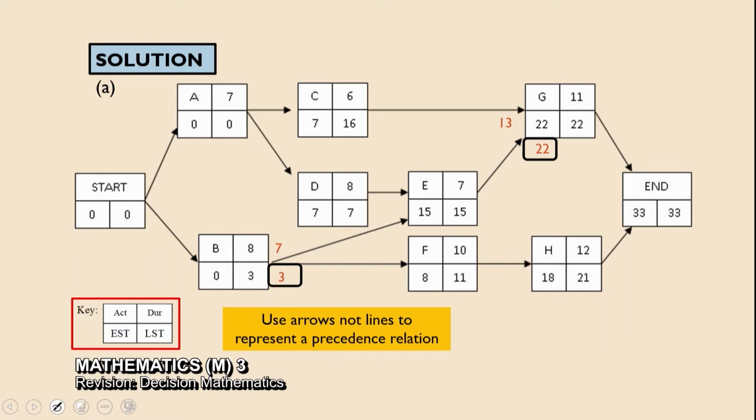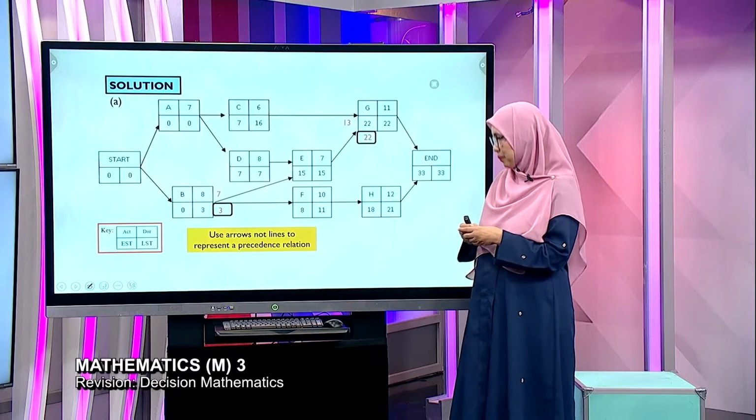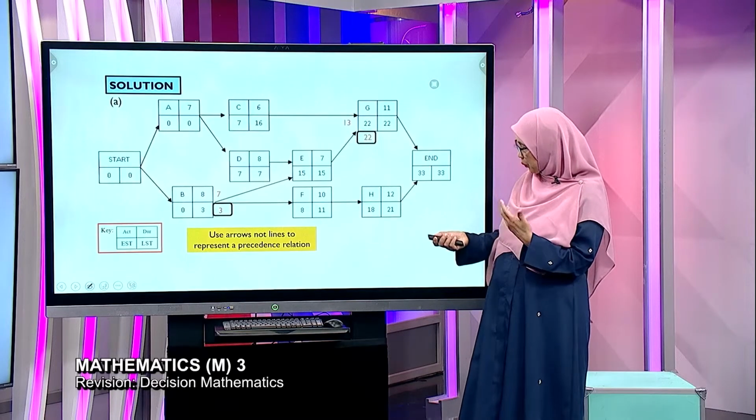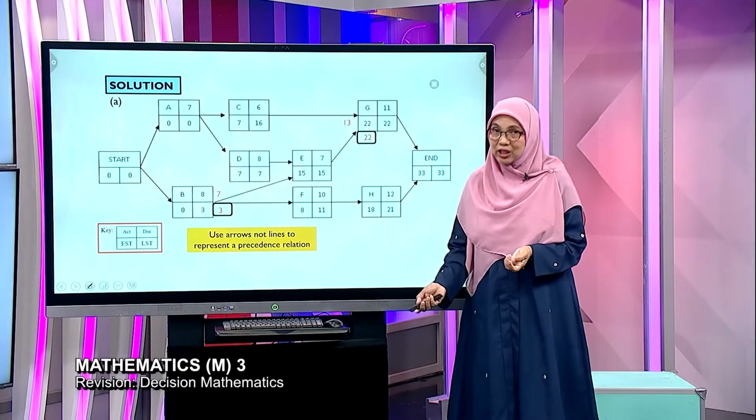And then use arrows. No lines. If you draw lines, it's finished. Students will lose a lot of marks. Use arrows to represent the precedence relation.